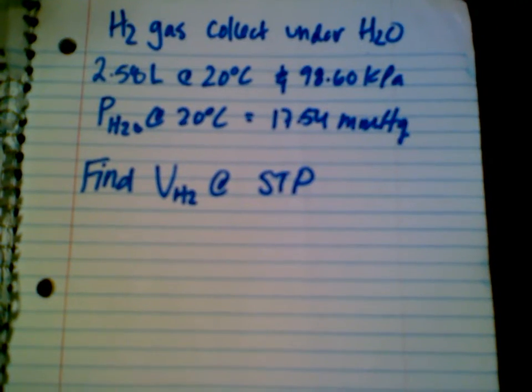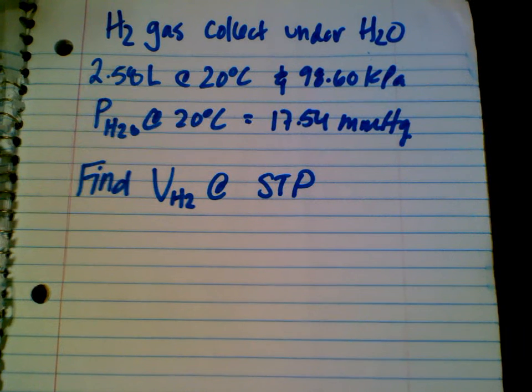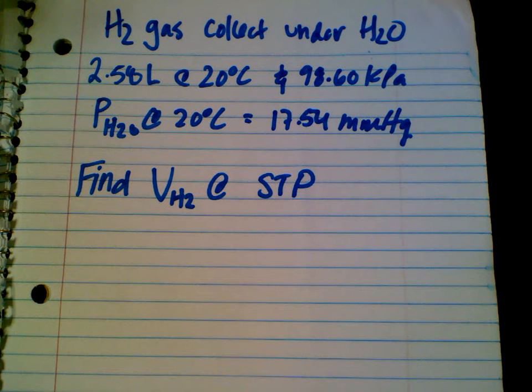Okay, so let's look at this problem. We collected hydrogen gas underwater, and we found that we collected 2.58 liters at 25 degrees Celsius, and the atmospheric pressure was 98.6 kPa. From the table, I found that the pressure of water vapor at 20 degrees Celsius is 17.54 millimeters of mercury. So I want to find what is the pressure of just the hydrogen in the container.